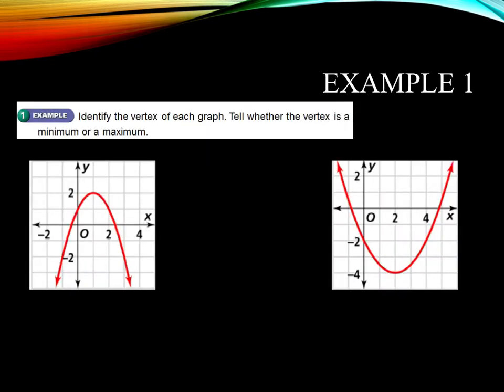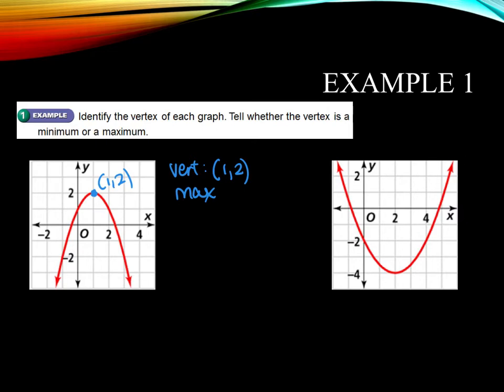So for our first example, it says identify the vertex of each graph and tell whether the vertex is a minimum or maximum. So when I look at the graph here on the right, my vertex is where my graph is split in half, and it's the highest or lowest point. So in this case, my highest point is right here at the coordinate point 1, 2. So we would say that our vertex is at the coordinate point 1, 2, and this would be considered a maximum because my graph is facing downward.